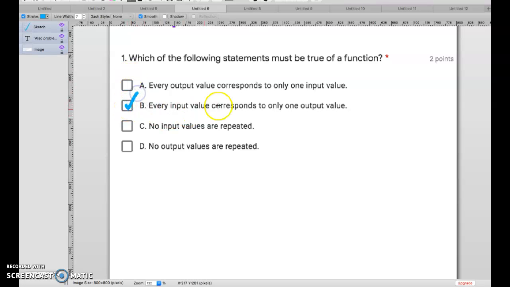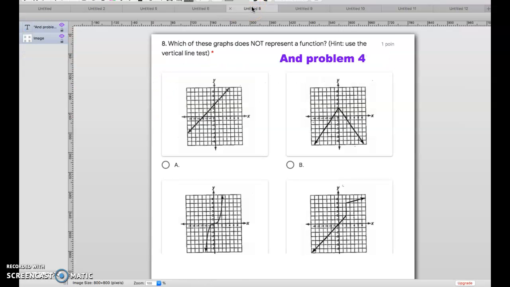Every input value corresponds to only one output value. Or in class we said every x value gets only one y value, which is the same thing as saying no input values are repeated. Okay, there you go. There are B and C, that's your answer for problem 1. That should help you with problem 2 as well.